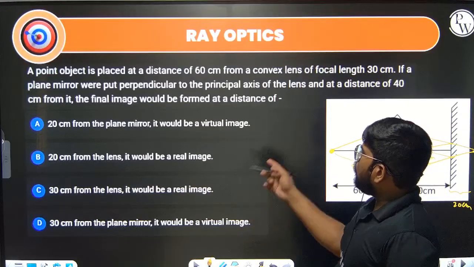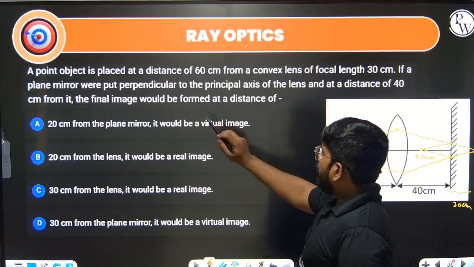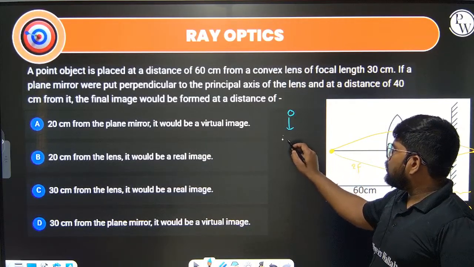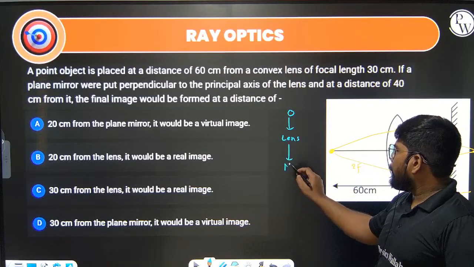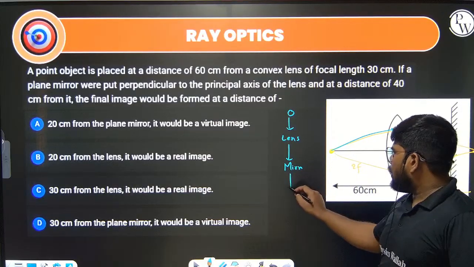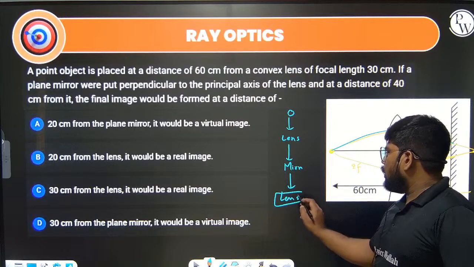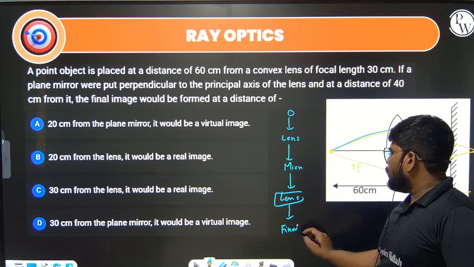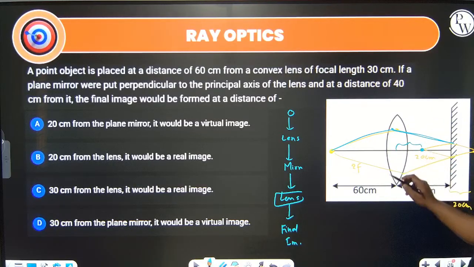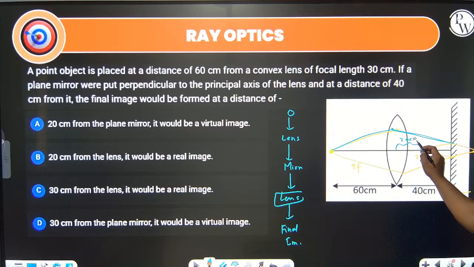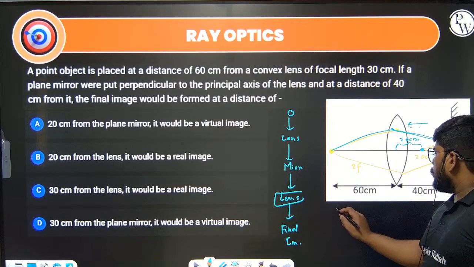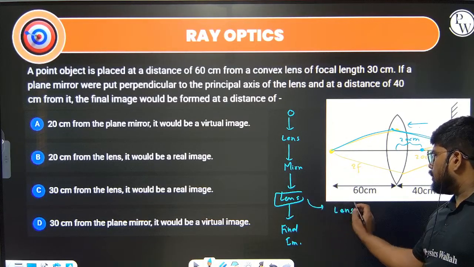Then they're asking what is the final image formed. Okay, so how many things are happening? First the object, light passes through the lens, then lens to mirror, and again mirror to lens will be coming. The last step is mirror to lens, which we have to see, and then the final image is formed. So we got this point at a distance of how much? It was 20 centimeters. Now this is the image location. If this is the image location, light is coming from this side, so finally we are studying through the lens.